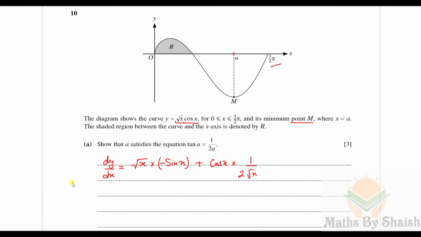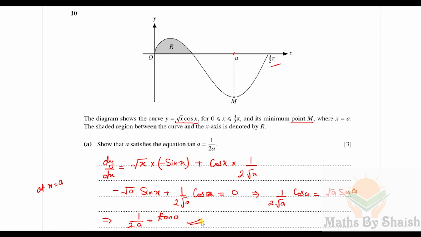And at x equal to a, dy/dx should be 0, meaning minus root a sin a plus 1 upon 2 root a cos a is equal to 0, or we will transfer it to the other side. 1 upon 2 root a cos a is equal to root a sin a, and hence we will take it here so it becomes 1 upon 2a, root a into root a is a, and here sin upon cos is tan a, and hence that is what we need to show, because a satisfies this equation. I hope it is clear. Let's do the B part.